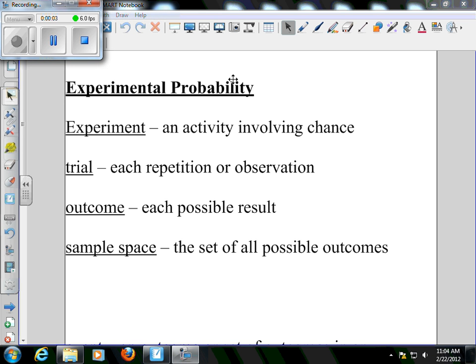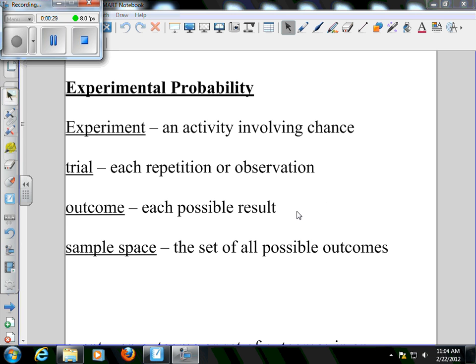Today we're going to be talking about experimental probability, and we need to define some terms for us to do that. We're going to start with experiment. An experiment is an activity involving chance. A trial occurs with each repetition or observation. For instance, if you're rolling a die, each roll of the die is a trial.